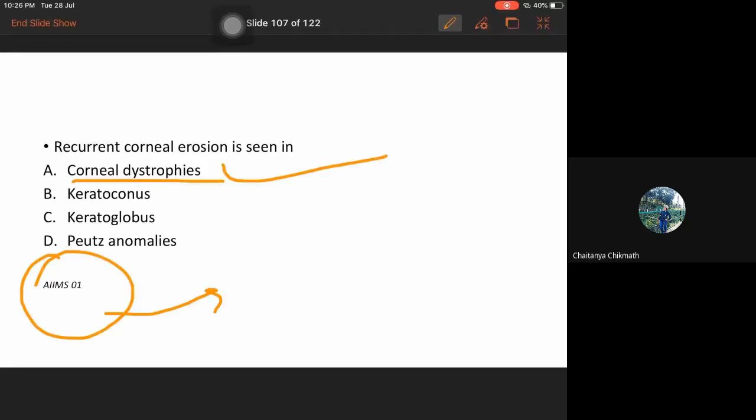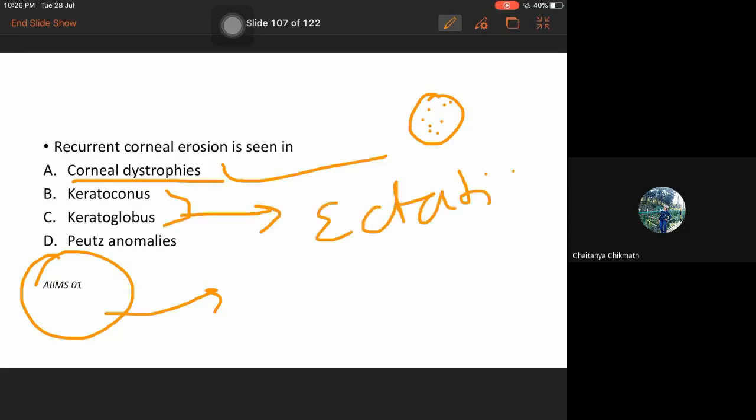In corneal dystrophies, because of the deposits, over a period of time, because of the instability of the corneal epithelium, they will breach and form an epithelial defect. That will give rise to lacrimation, pain and so on. Keratoconus and keratoglobus are ectatic conditions. You don't see any erosions of the cornea. Peutz anomaly, I searched the literature and didn't find anything related to an ocular anomaly. It could be just a spelling mistake, which sometimes happens when you copy the question.